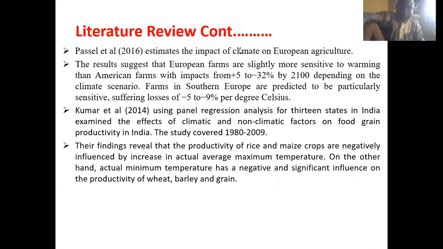So Kumar et al. 2014 also used panel regression analysis for certain states in India to examine the effect of climate and non-climatic factors on food grain productivity in India. The study covered 1980 to 2009. His findings revealed that the productivity of rice and maize crops is negatively influenced by increases in actual average maximum temperatures. On the other hand, actual minimum temperatures have a negative and significant influence on the productivity of wheat, barley and grain. Next slide.